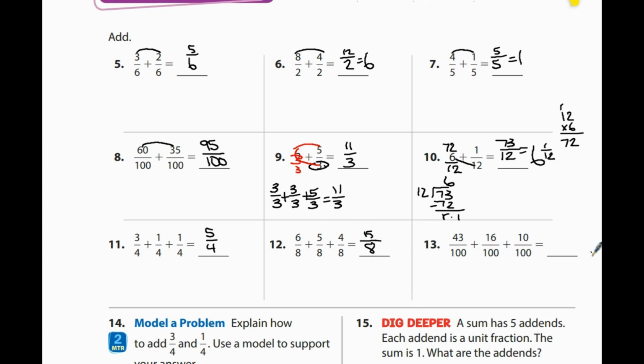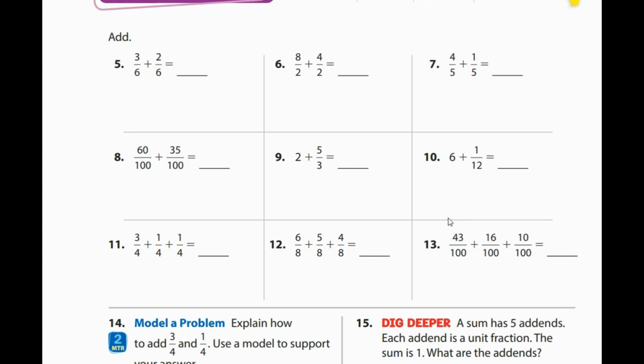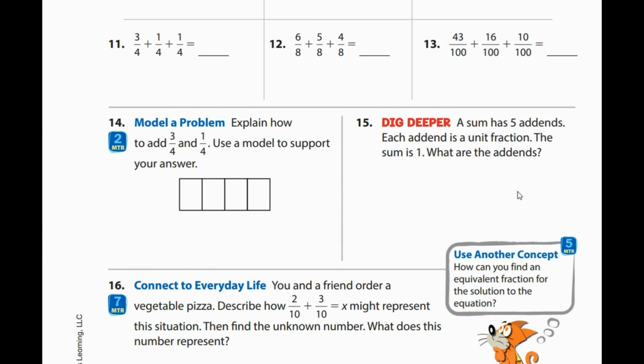And then the last and final one, if I add 43 plus 16 plus 10, that's going to give me 69 hundredths. I keep my hundred, so it's going to give me 69 over 100. Okay, so it's the same exact strategy that we were using before in lesson 7.1.